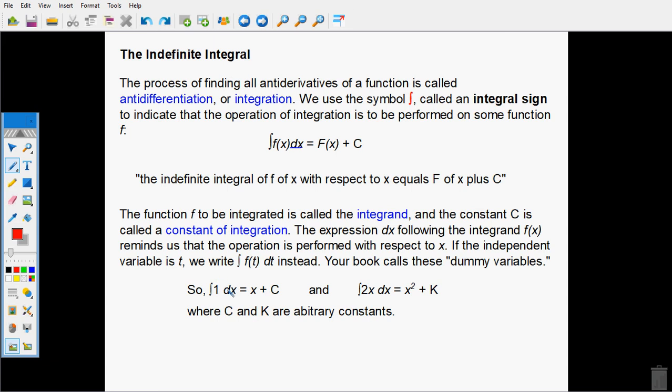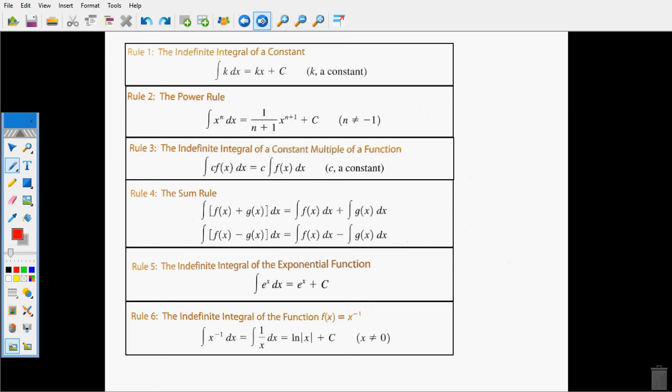The integral of 1 dx must be x. The only way I'm going to get a derivative of 1 is if I started with x. And the integral of 2x is x squared plus k. The only way I'm going to get to 2x is if I started with x squared, and I'm just adding some constant because I don't know that there wasn't one. We're going to get to how to solve for those later. You'll need a little bit of information to do that. Here are some rules that I'm going to skip over. These are all the same rules for integration as differentiation. Don't let them fool you.